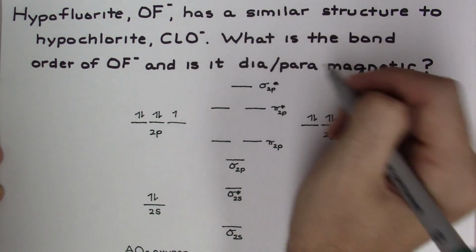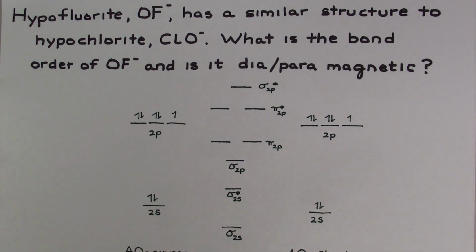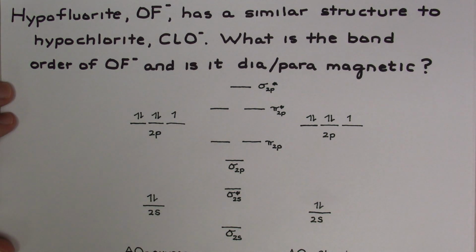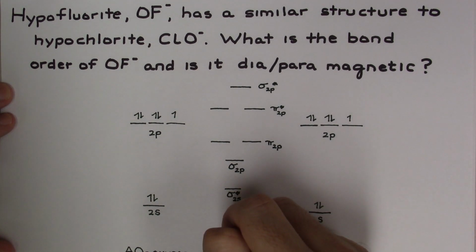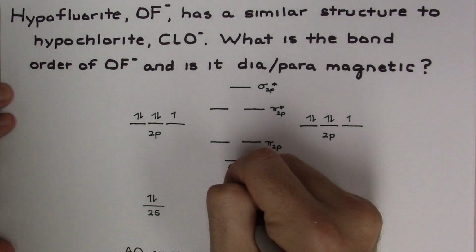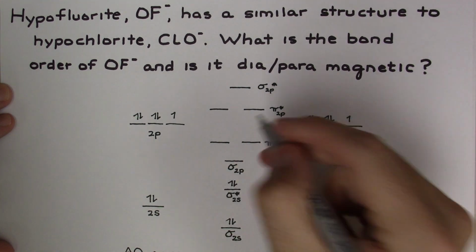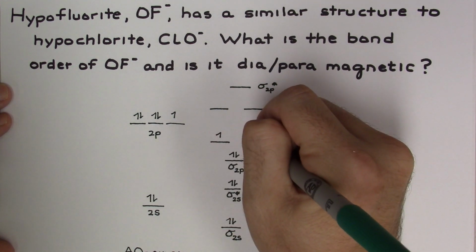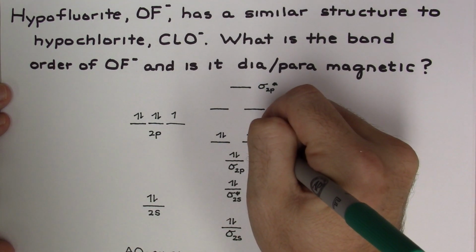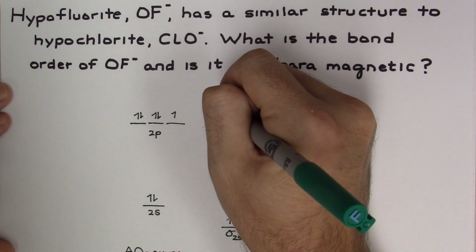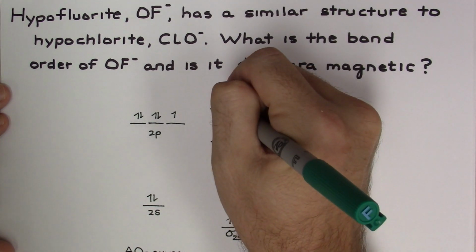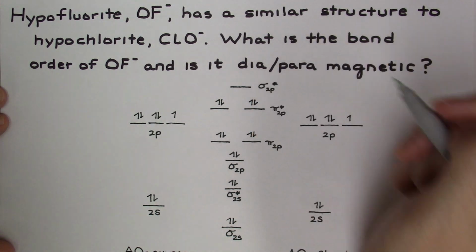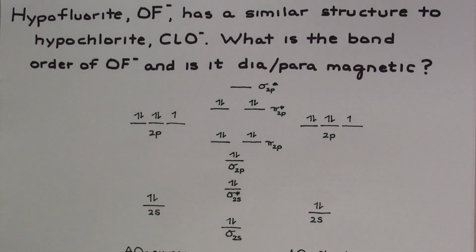On an exam, you will be given this type of diagram. Now, using the Aufbau principle, we must build from the ground up. We have a total of 14 valence electrons. 1, 2, 3, 4, 5, 6, 7, 8, 9, 10, 11, 12, 13, and 14. We have filled our molecular orbitals with our valence electrons.